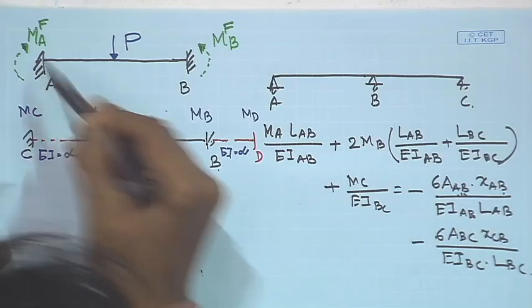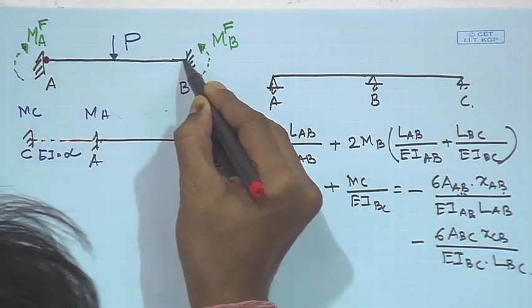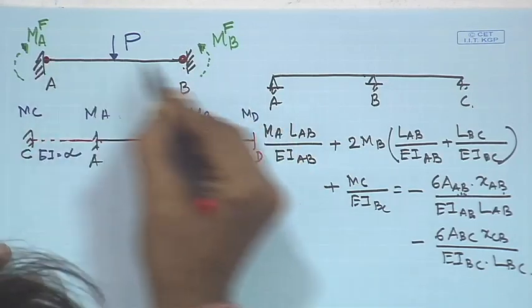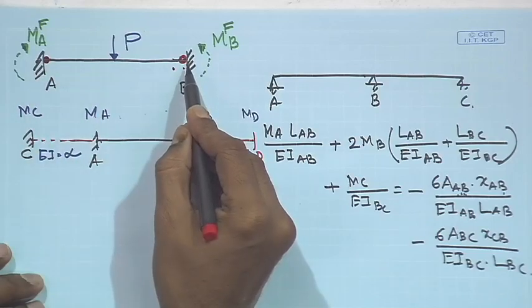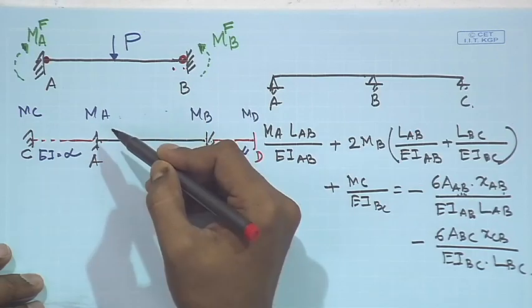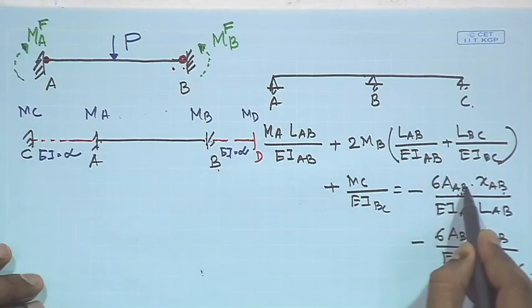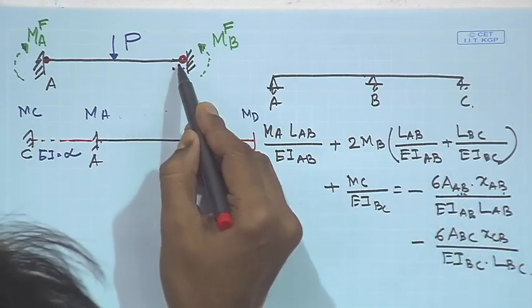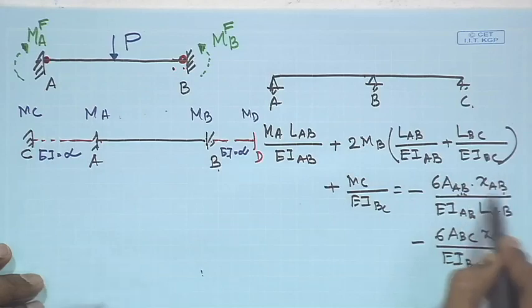A_B is the bending moment. If you take a primary structure by inserting two hinges here at A and B, then this becomes a simply supported beam subjected to a concentrated load. The area of the bending moment diagram of that beam is A_B, and the distance of the centroid of that bending moment diagram from A will be X_AB.